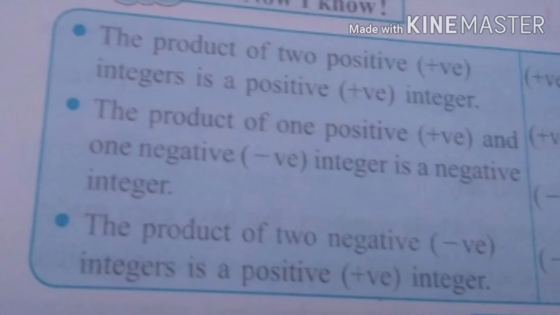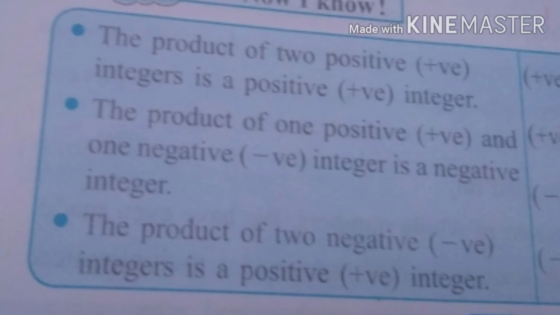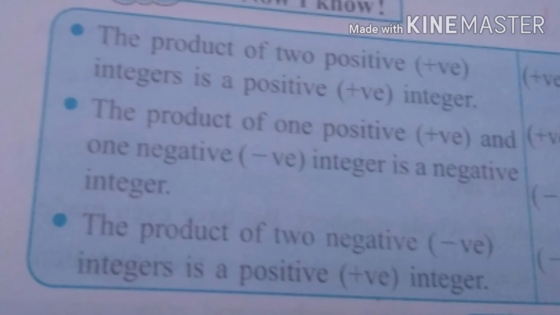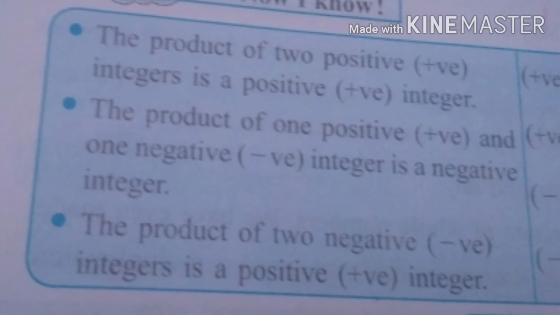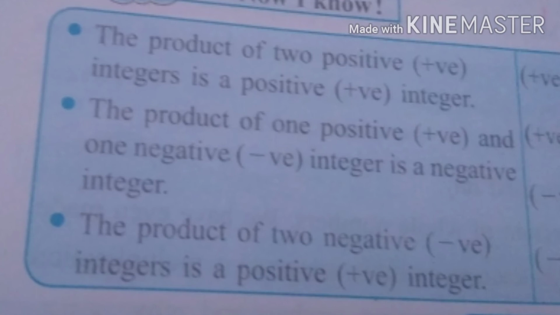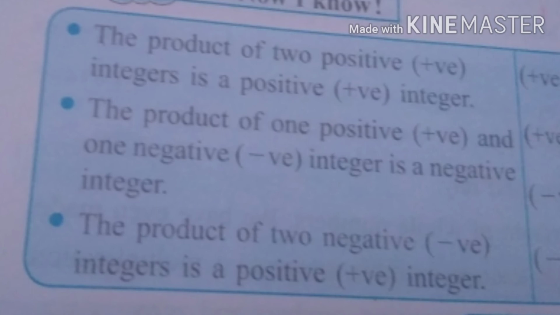Now what we know in this, the product of two positive integers is a positive integer. The product of one positive integer and one negative integer is a negative integer. The product of two negative integers is a positive integer. These three facts are very important in multiplying integers when solving the examples. Every time you solve these examples, you have to write these rules.